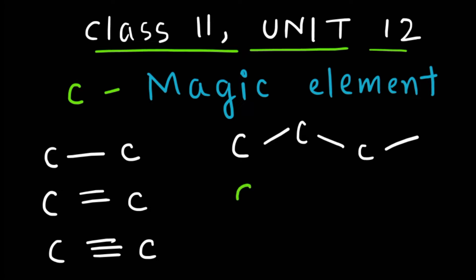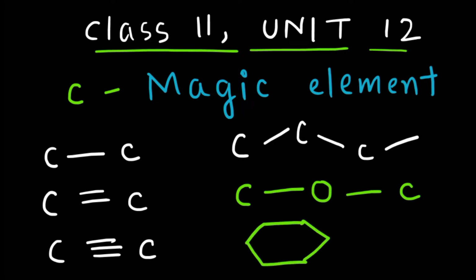Interestingly, carbon can also make bonds with other atoms like oxygen, nitrogen, sulfur, and with metals also. And it can make cyclic compounds, between itself and with other elements also.